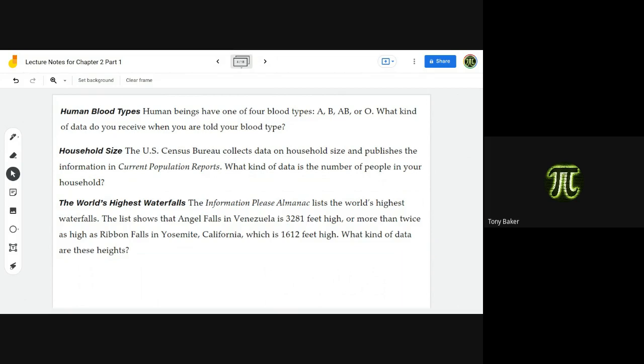World's highest waterfalls. The Information Please Almanac lists the world's highest waterfalls. The list shows that Angel Falls in Venezuela is 3,281 feet, or more than twice as high as Ribbon Falls in Yosemite, California, which is 1,612 feet. What kind of data are these heights? They're quantitative, yes, and they also would be continuous, because a waterfall could be technically any height between those values. It might have a top and a bottom, but all the values between those would work. You could have a waterfall that's 32.35 feet tall. So yes, those would be a continuous data set. Okay.